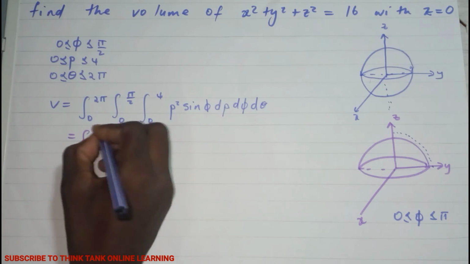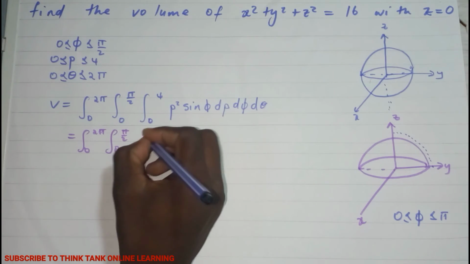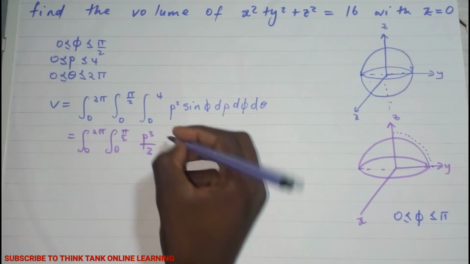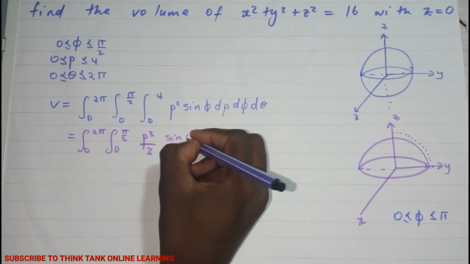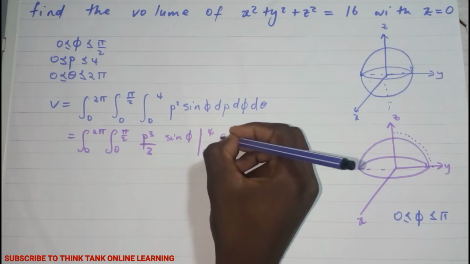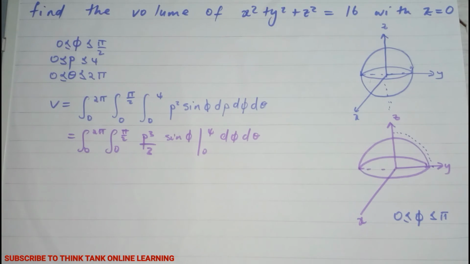Now let's integrate with respect to rho first. 0 to 2 pi, 0 to pi upon 2, rho cubed divided by 3, and here we have sine phi. Our limits are 0 to 4, and we have d phi d theta.